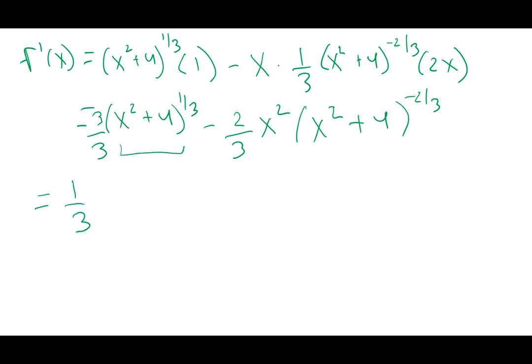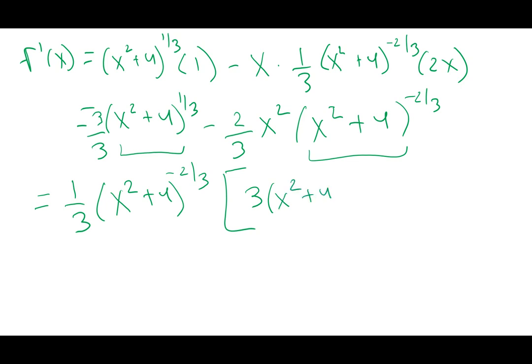This is x squared plus 4 to the positive 1/3, x squared plus 4 to the negative 2/3. I'm going to take out x squared plus 4 to the negative 2/3. As I like to say, when in doubt, take the largest negative out. So that would be negative 2/3. If you look at what you're left with from the first quantity, if you took 1/3 away from 3/3, you're left with a 3. Then you're also left with some x squared plus 4.